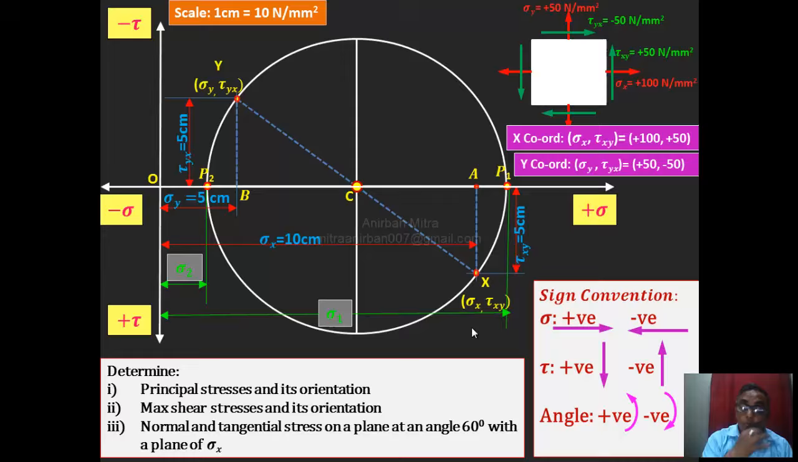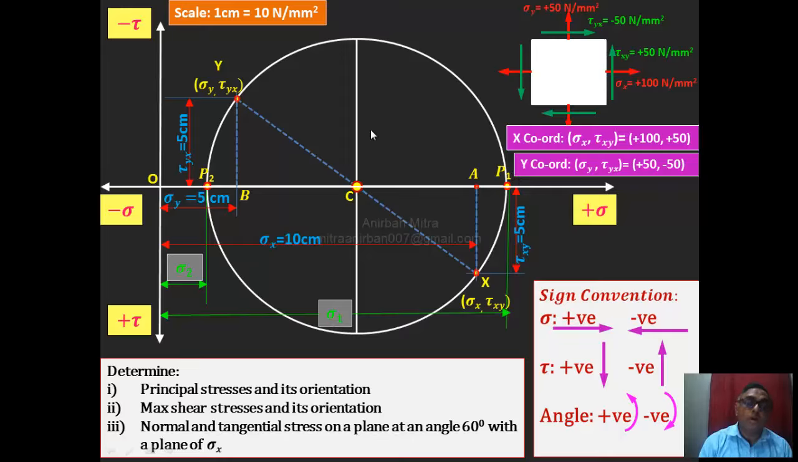Remember, sigma 1 is always the major one and sigma 2 is always the minor one. So from O, wherever the maximum point lies, mark that point as P1. It is not always on the right side or left side. The maximum point should be marked as P1 and the minimum point should be marked as P2.